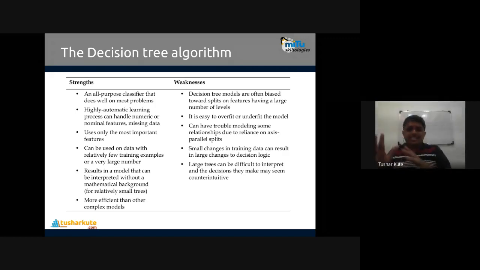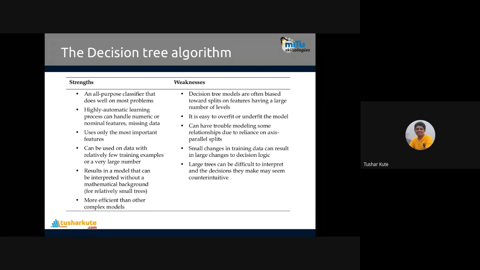Then I will talk about the weaknesses that the decision tree contains. Decision tree models are often biased towards splits on features having a large number of labels. So it goes on splitting until all the splits are over and all the features are used, and perfect analysis, perfect feature splitting, is not done at that time.